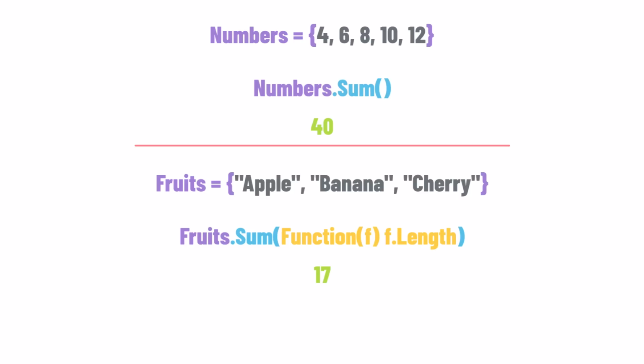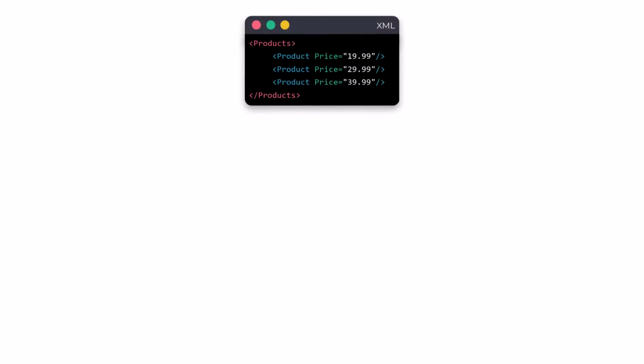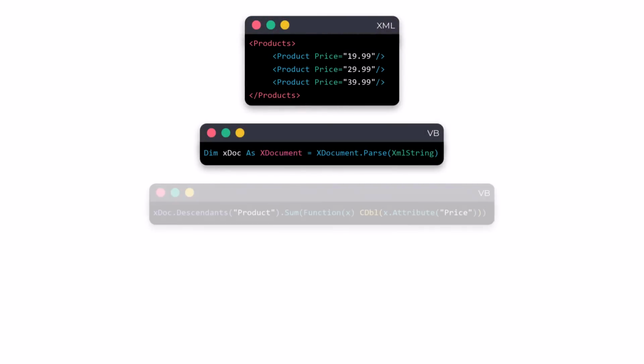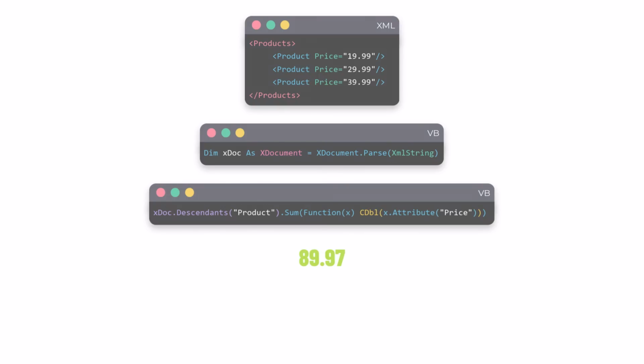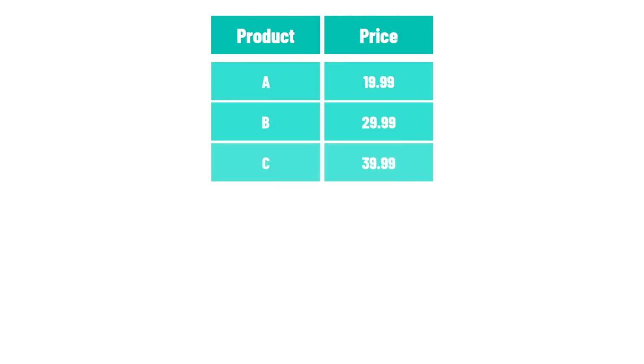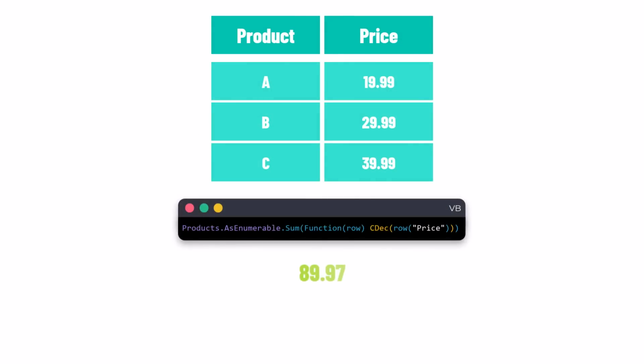For a more advanced scenario, consider an XML file containing product data. We can use LINQ to XML to parse this file and then apply the Sum method to calculate the total price of all products. This example highlights the method's flexibility with different data structures. In another advanced use case, let's consider a data table filled with financial data. We can convert this data table to an enumerable collection, and then use the Sum method to compute the total of a specific column, such as the price or cost.